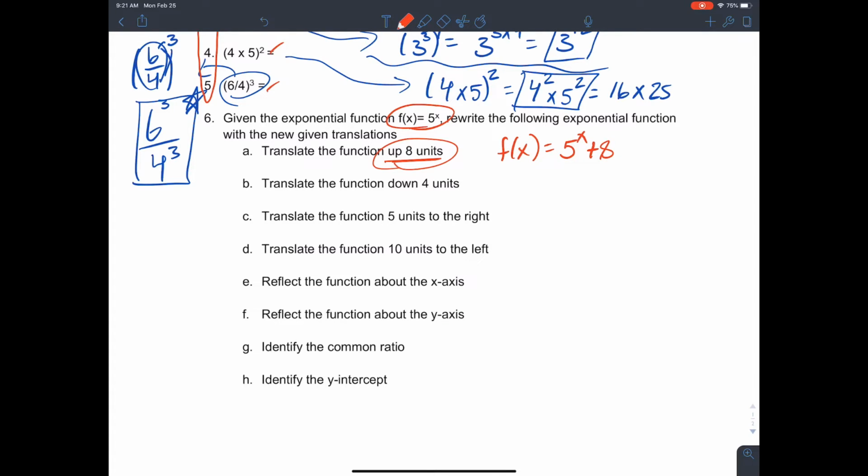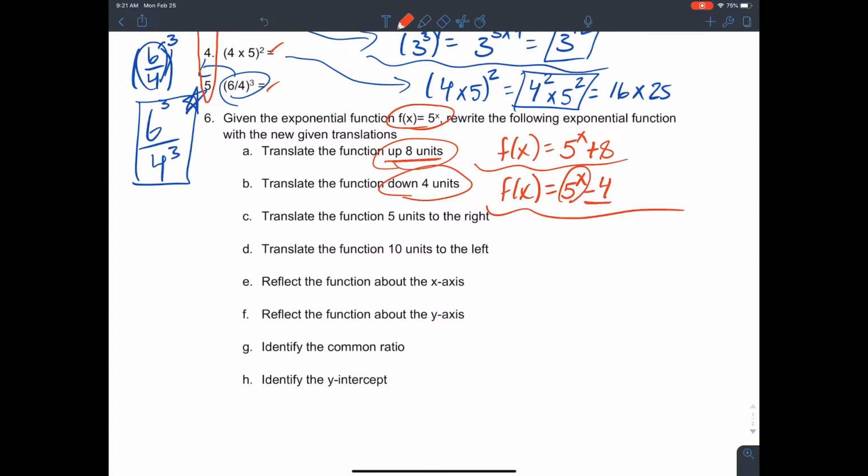Translate the function down 4 units. So ask yourself, if up 8 units was plus 8, what do you think down 4 units is going to be? Yeah, it's going to be minus 4. 5 to the x minus 4. Okay? So this is taking our function, 5 to the x, graphing that, and just shifting it down 4 units on the coordinate plane.